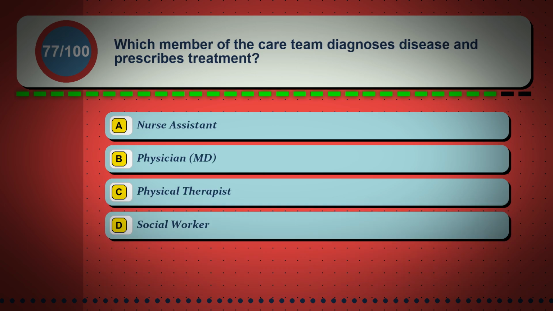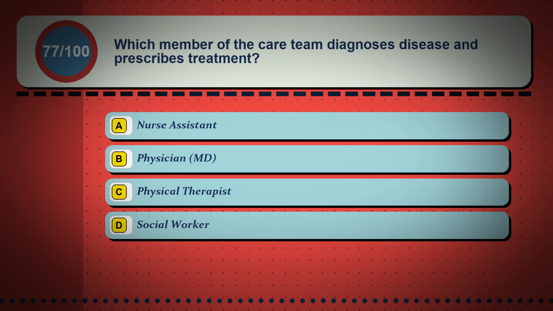Question 77. Which member of the care team diagnoses disease and prescribes treatment? Option A, a nurse assistant. Option B, physician, MD. Option C, a physical therapist. Option D, social worker.